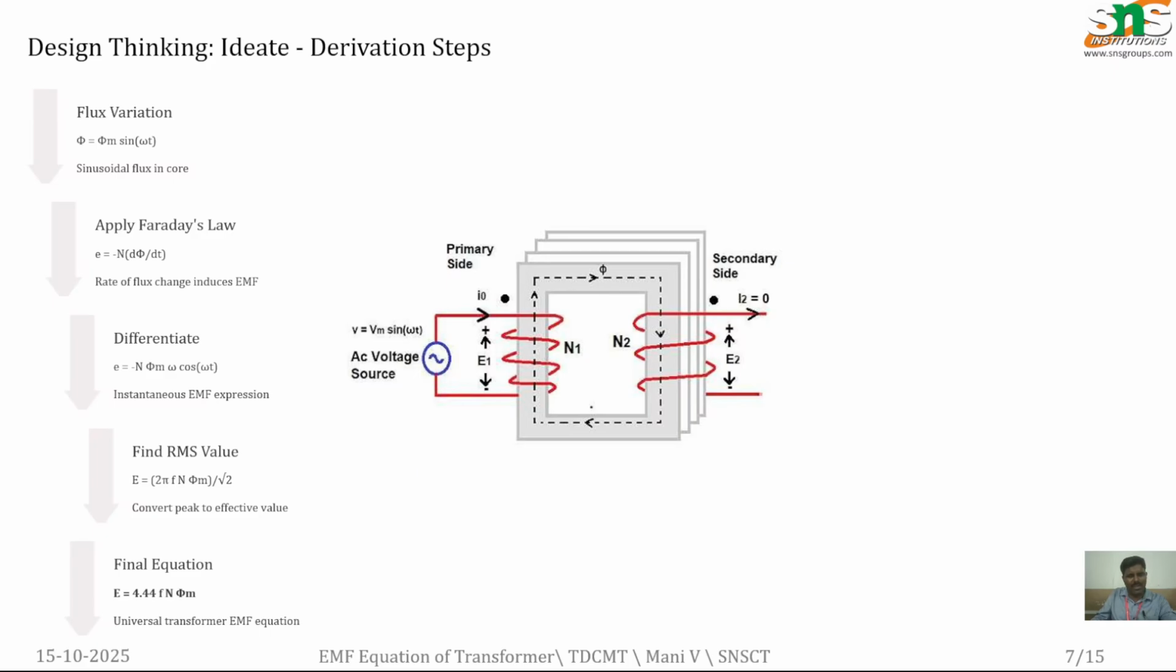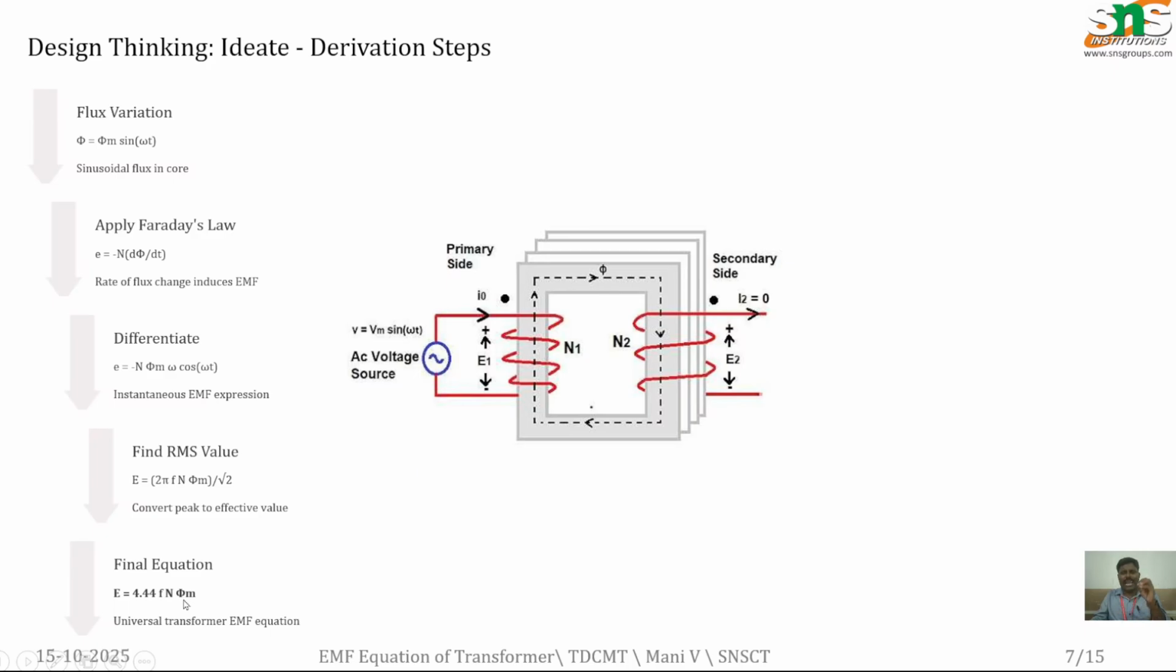So by multiplying by 1.11, we are getting 4.44 F phi m per turn. So in a single turn it produces a voltage of 4.44 F into maximum flux. If you are having n number of turns in the primary winding, you can multiply n1. If you are having n number of turns in the secondary winding, you can multiply n2. So the final equation of the induced EMF E is equal to 4.44 F phi m into n.